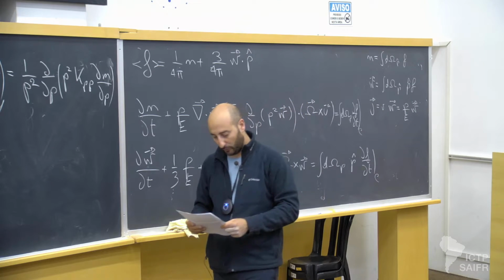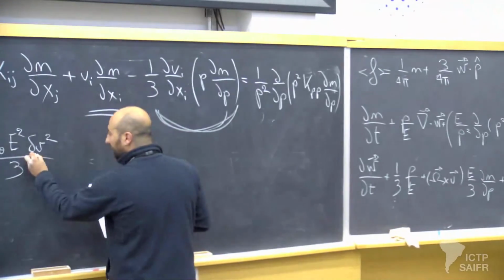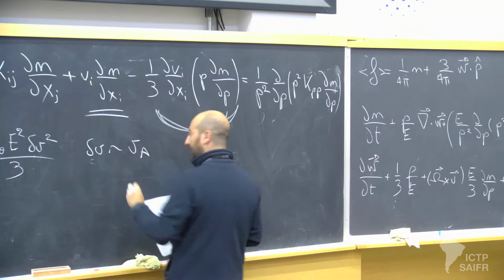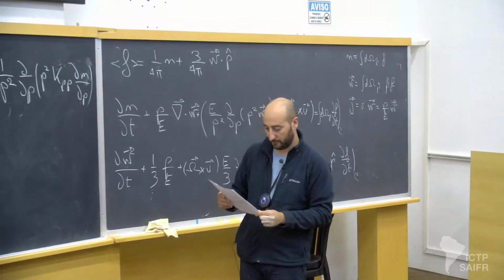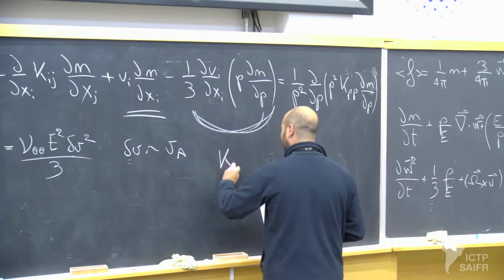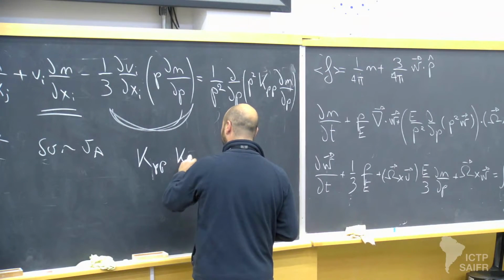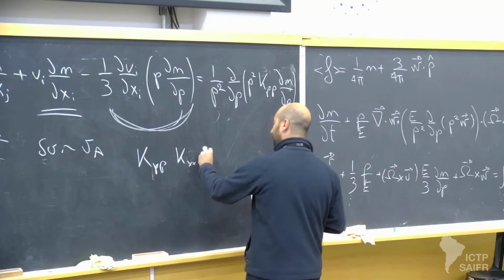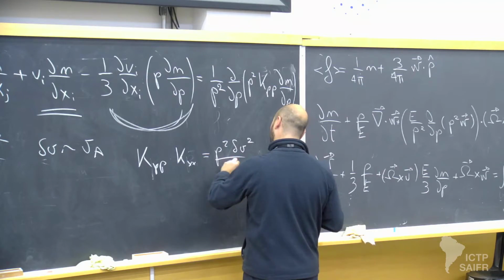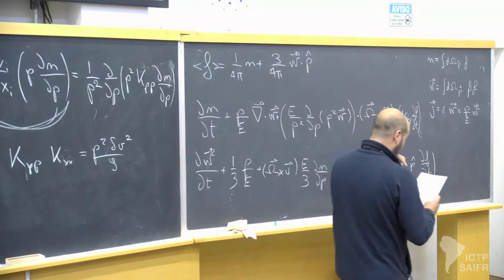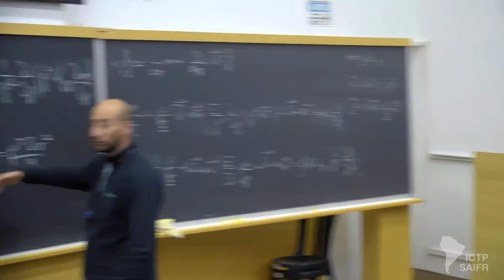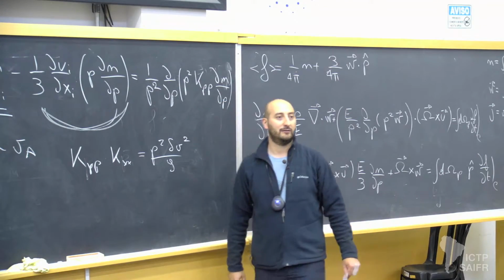Okay? And it's proportional to the square of this, which, order of magnitude, this term is of the order of the Alfvén velocity, of course. Another way you find this relation written typically is that KPP times KXX, or the space diffusion coefficient, is P square delta V square over 9. Now, this is also what is associated to the so-called second order Fermi acceleration mechanism.